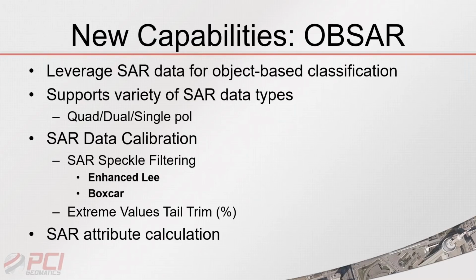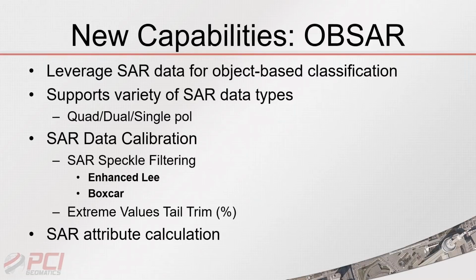As I mentioned, within OBSAR, we're leveraging the SAR data for object-based image classification. We support a variety of data types, could be fully quad pole, dual pole, or single pole. And we take care of the calibration. So if you want to apply a sigma naught or a beta naught calibration, you can definitely do that if you're used to working in that domain.